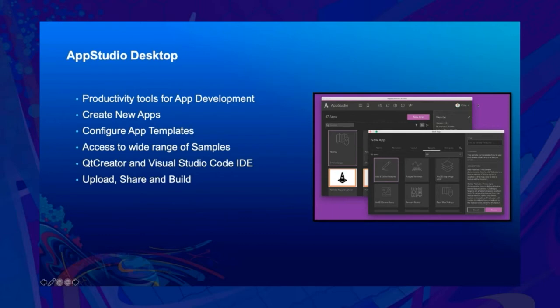You can create new apps from a range of app templates provided. We also provide templates for Esri apps like Survey123 and QuickCapture so that you can customize these apps to extend the functionality or to provide a look and feel that matches your organization's theme. We support Qt Creator and Visual Studio Code IDE for app development. You can upload, share, and build your apps from AppStudio Desktop.